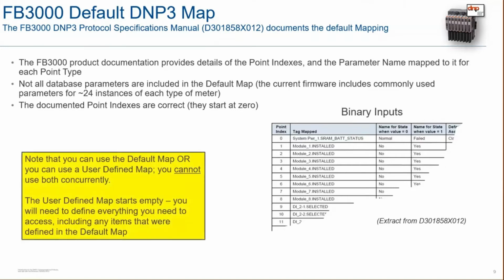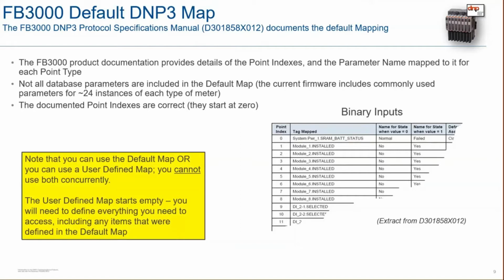One thing I should point out, though, you have a choice. You either use the default map, as shown in the documentation on this slide, or you use the user-defined map. You cannot have both concurrently in operation. And the user-defined map starts empty. You get the opportunity to create your own map from the beginning and create exactly what you need for your application. And obviously, I would recommend that you probably use the same map for each of the devices, each of the RTUs in your network. So you, for example, have a standard point index for a particular parameter across all of your devices.